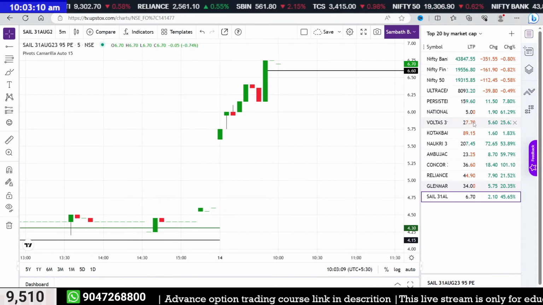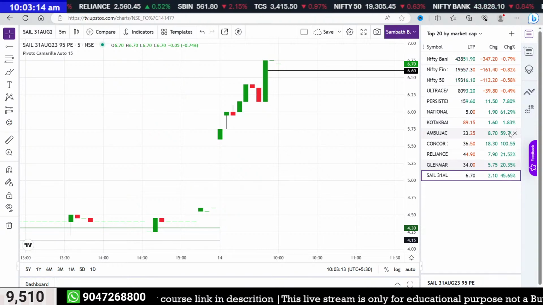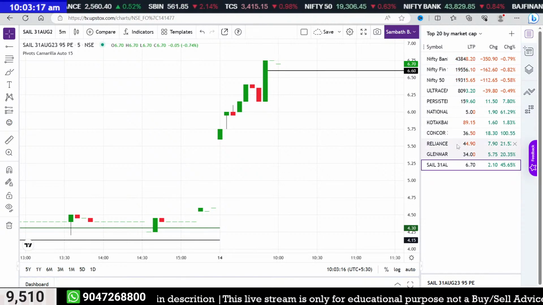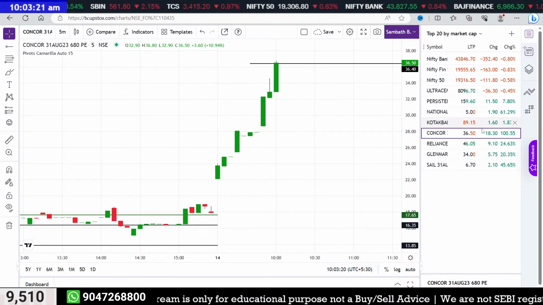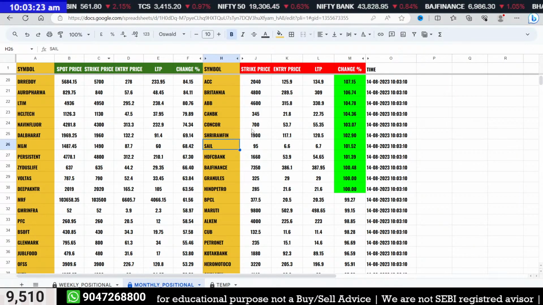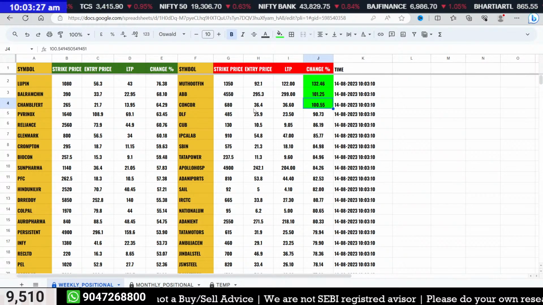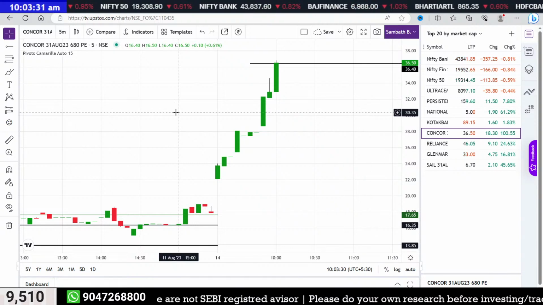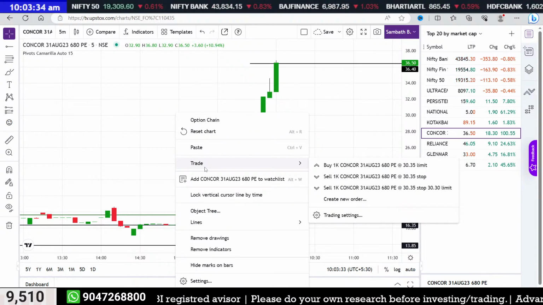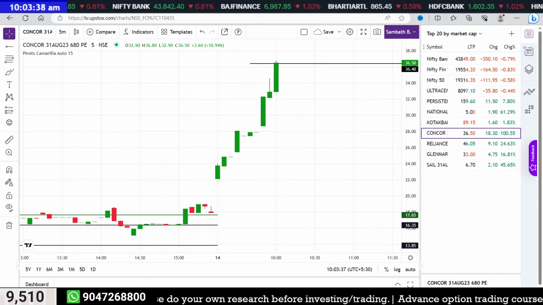ONGC, which we are looking at, has not triggered, and Voltas also not triggered. In Kotak Bank we are looking, and Naukri is not triggered, and Ambuja Cements is not triggered. Kankar is at the level. Yes, Kankar has triggered. Kankar, where we are looking for weekly positional, it triggered at 36.4. Now it is 36.5. So maybe a quick scalping. I think the lot size of the stock is 1000. If it triggers above that level, we can get in.